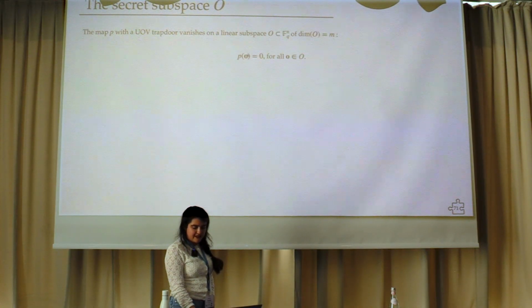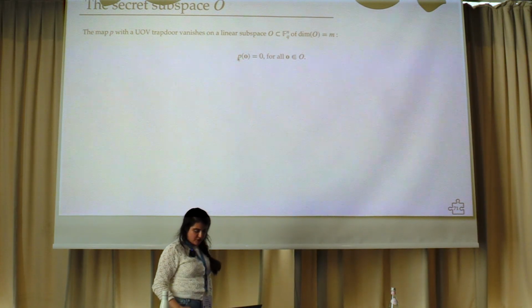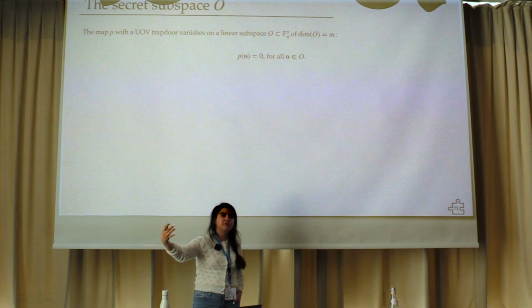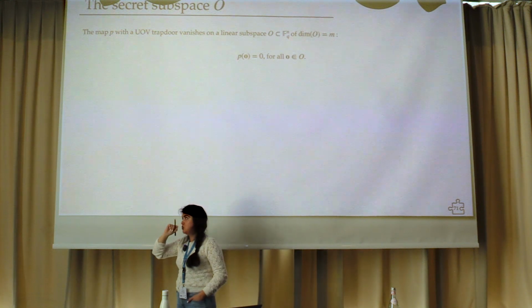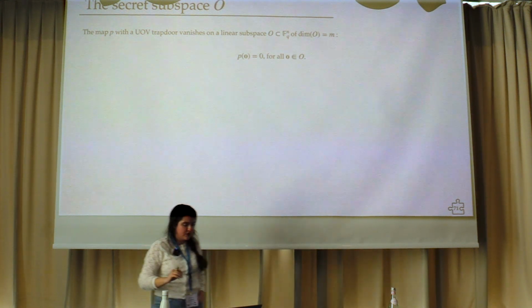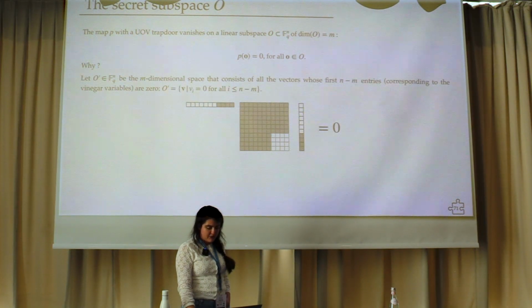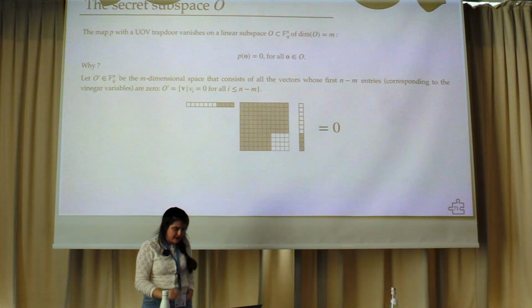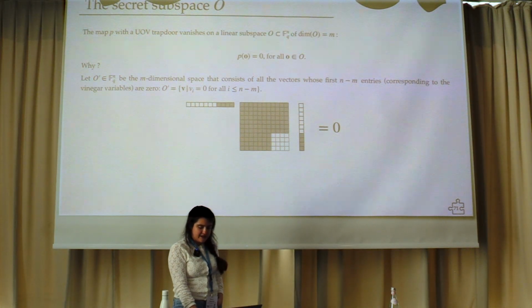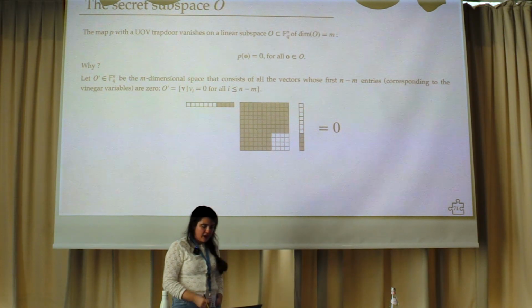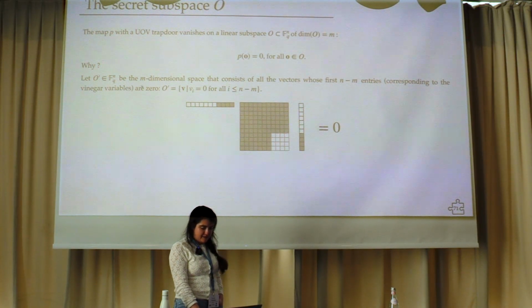So that means that for any vector in this subspace O, this P evaluates to 0. Okay. Why do we have this? It is easier to look at the central map than the public map, right? Because the public map should be indistinguishable, so it should look a bit random. But I can explain to you by looking at the central map. If you think about the central map, this is what we had. We had this matrix in the middle. This is what the F1, F2, etc. look like.